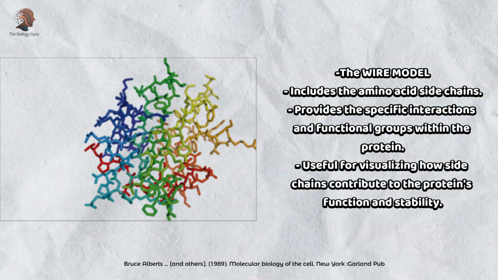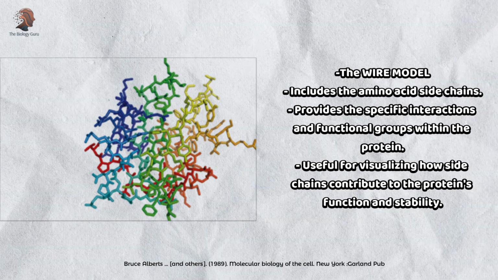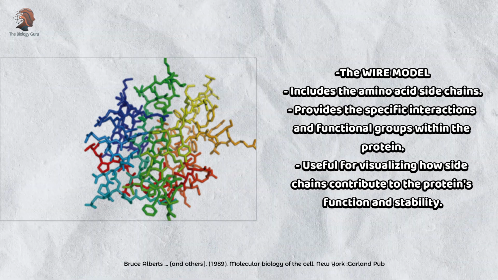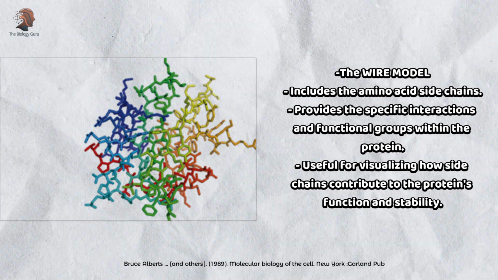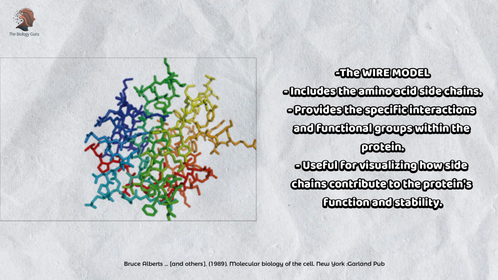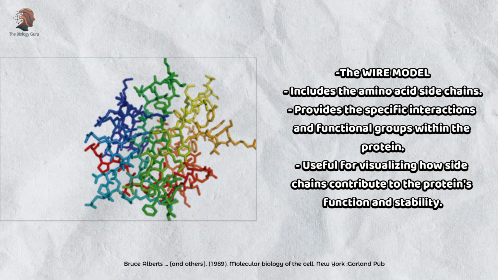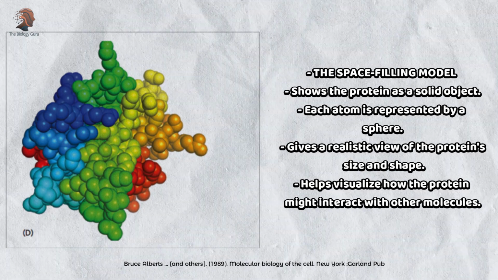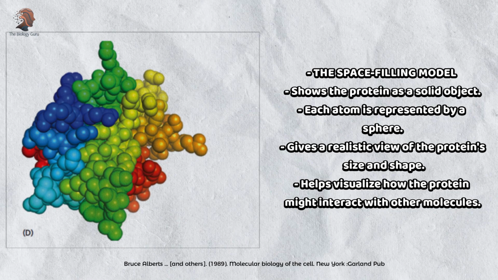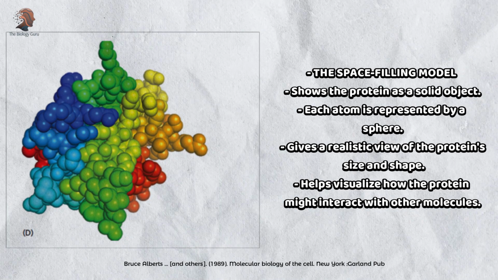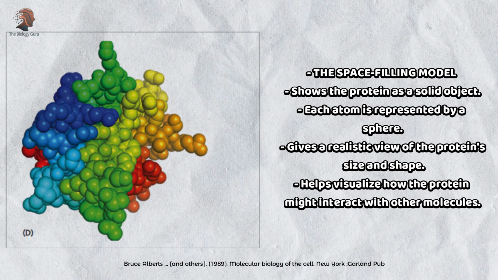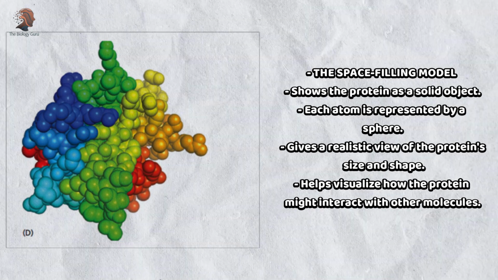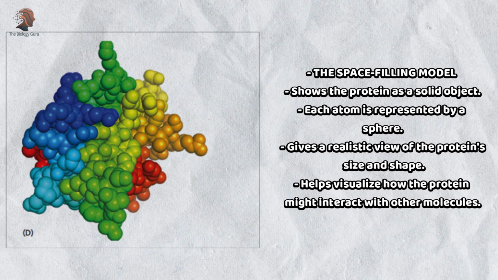Figure C shows the wire model. This representation includes the amino acid side chains, providing insights into the specific interactions and functional groups within the protein. It's useful for visualizing how side chains contribute to the protein's function and stability. The space filling model in diagram 4 shows the protein as a solid object with each atom represented by a sphere. This model gives a realistic view of the protein's size and shape and how it might interact with other molecules.